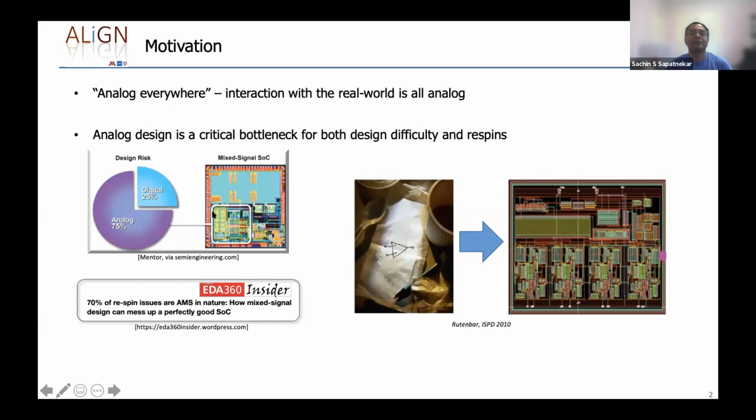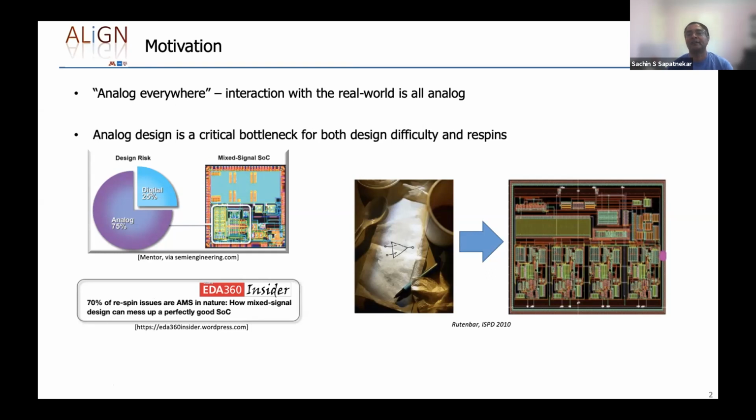A couple of points before I move on. I don't want to spend a lot of time belaboring the point to this audience, but basically one of the things is that analog is a small part of a larger digital system, but in terms of design difficulty or respins, it's actually considerably a major bottleneck. As you can see in the picture on the left, the design risk is shown over here. It's in inverse proportion in some sense to the area occupied by this. And a large number of respin issues have been reported to be AMS in nature.